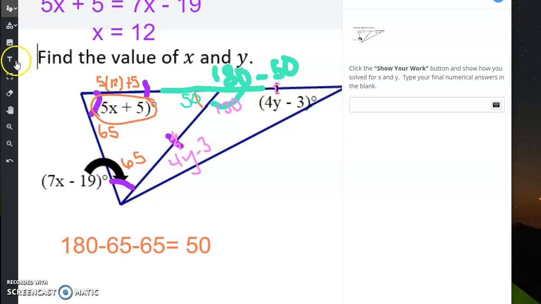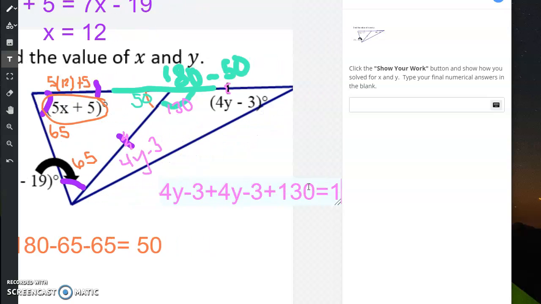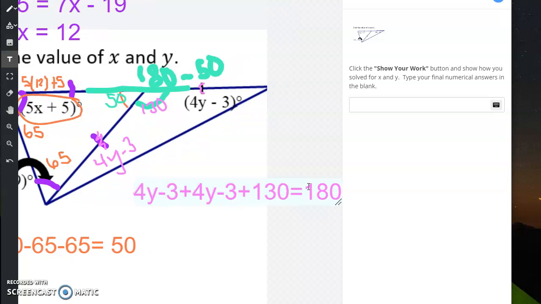And now I can use the fact that a triangle is 180 degrees to write 4y minus 3 plus 4y minus 3 plus 130 equals 180. And I'll use that to find the value of y.